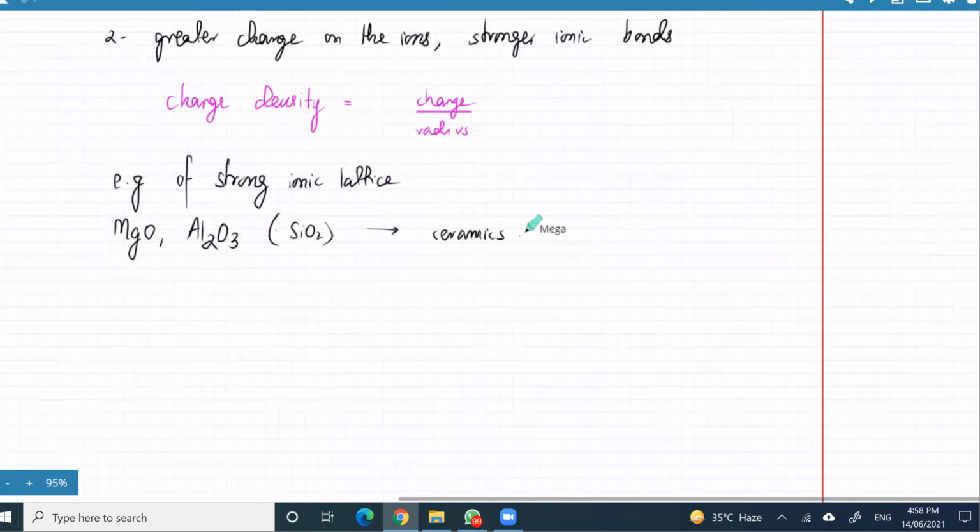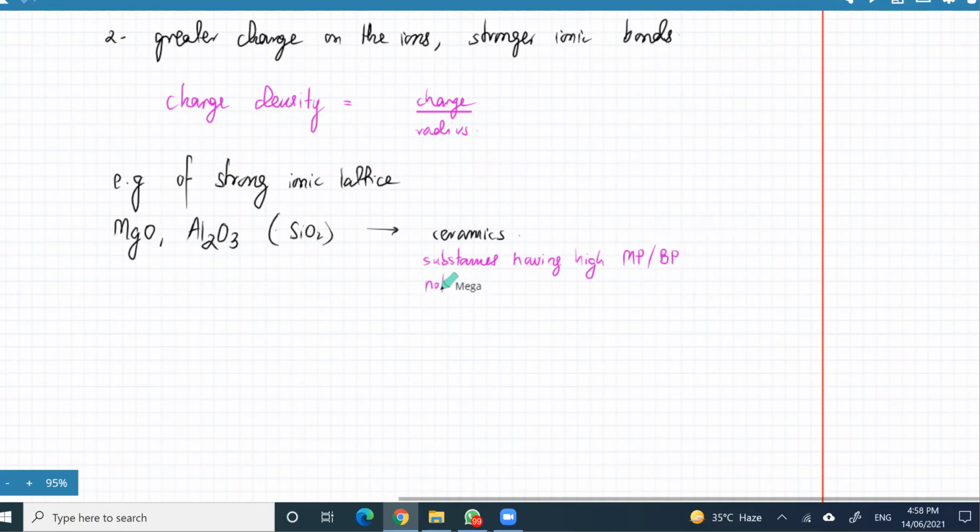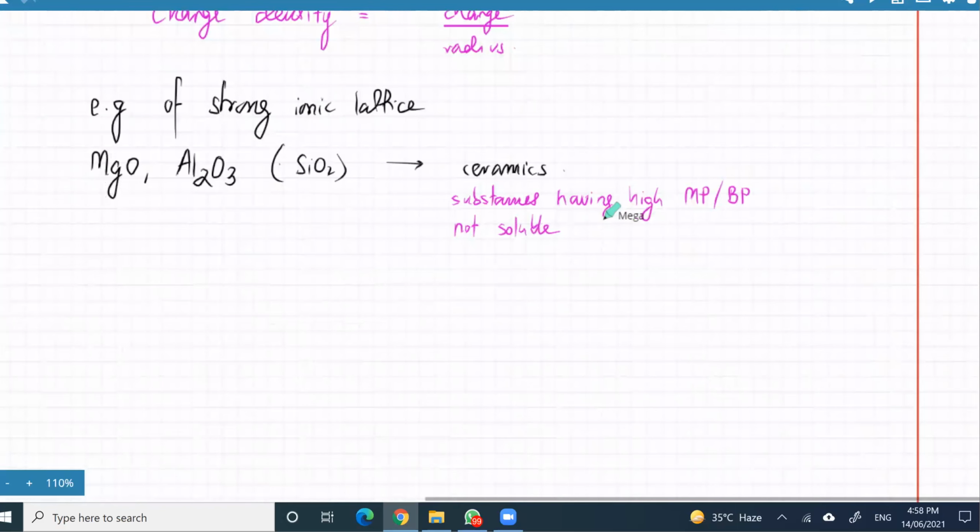What are ceramics? Ceramics are substances that are really strong, and they have high melting points. Plus, they're not soluble. They're not going to dissolve, because they're so strong that it's very hard to dissolve them. And they are used as electrical insulators.